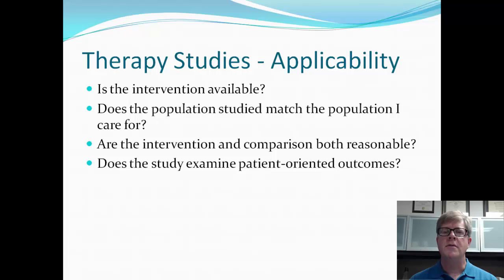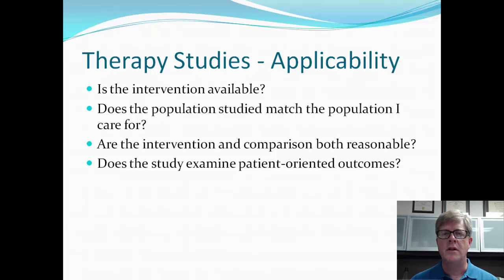Does the population studied match the population I care for? So you have to go back to the inclusion and exclusion criteria and the research question, if you will, and look at it and say, are they studying the same patients I want to apply this evidence to? And this can be a little bit tricky. The next question gets to this too: are the intervention and comparison both reasonable?